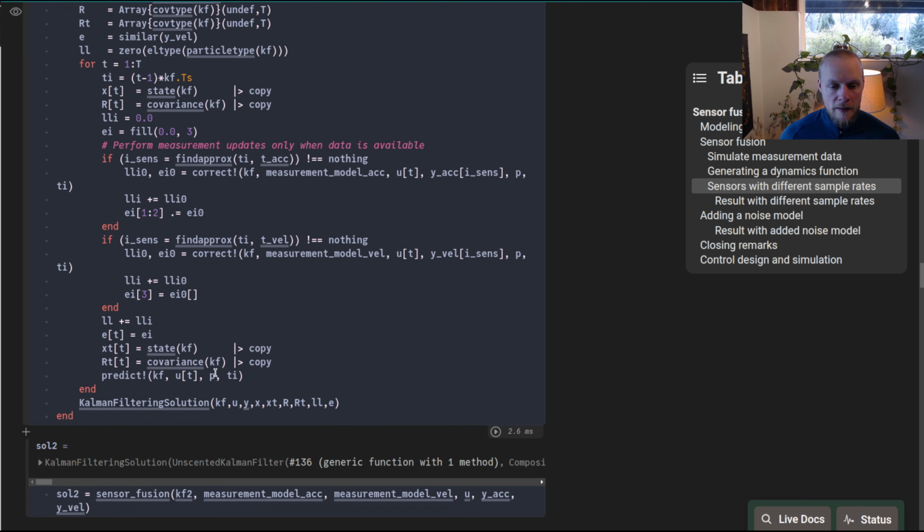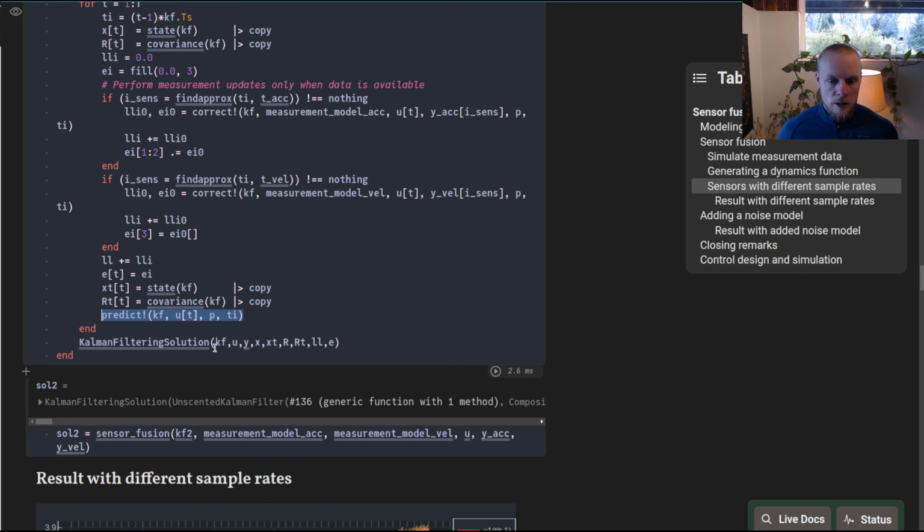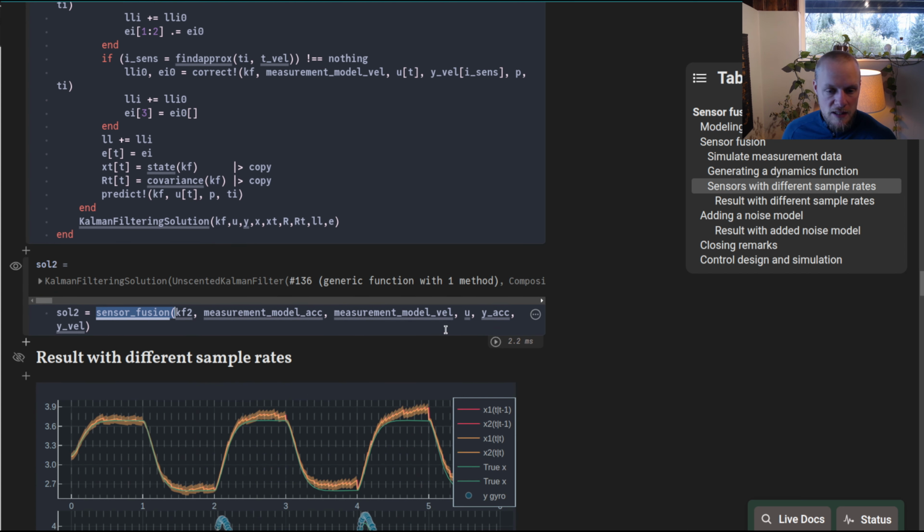And then no matter what happens, I always carry on with the prediction step of the Kalman filter. So if I have no data, I only perform prediction, but if I have data from one of the sensors, I perform the measurement update with the corresponding sensor here. And then I package this into a Kalman filtering solution, and we can call that function and visualize the result.